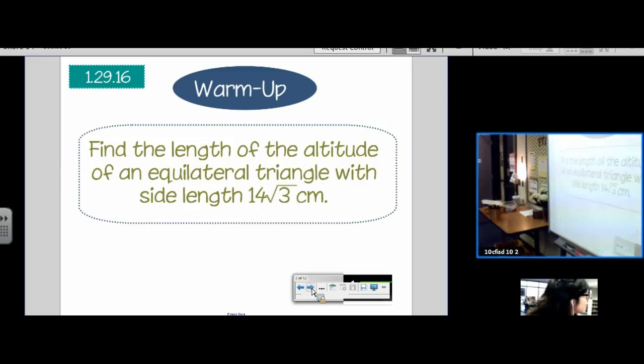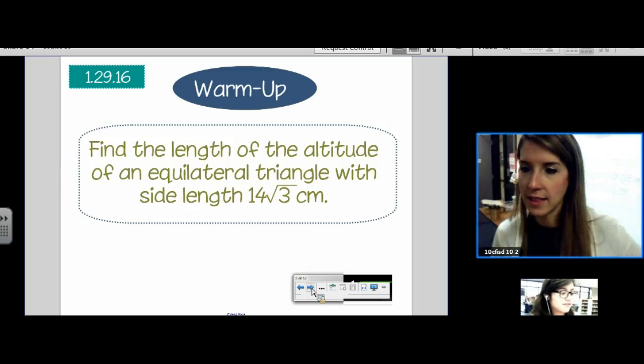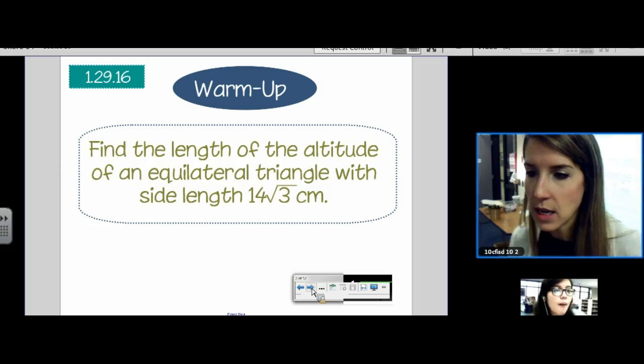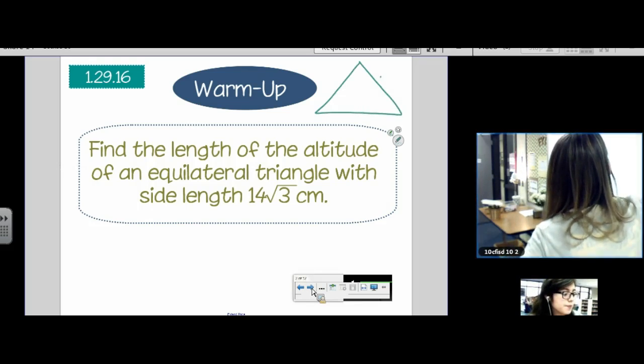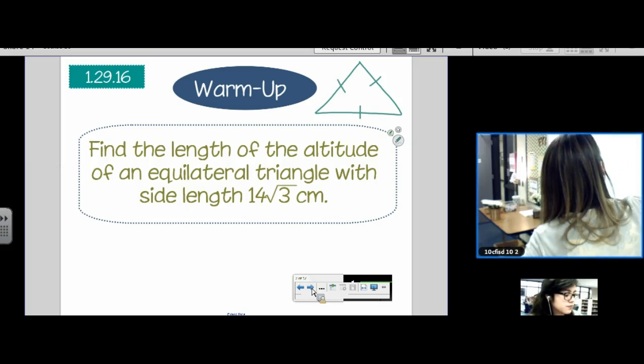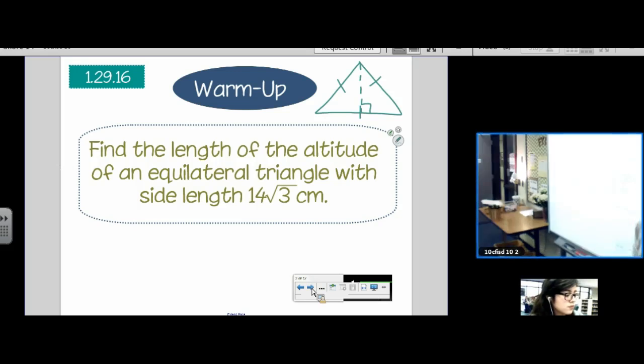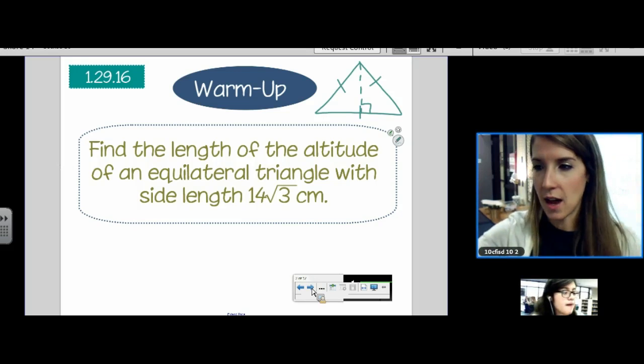Find the length of the altitude of an equilateral triangle with side length 14 root 3. So, we draw ourselves a nice equilateral triangle. We draw the altitude of that triangle, which is, of course, that segment which is perpendicular to the opposite side.